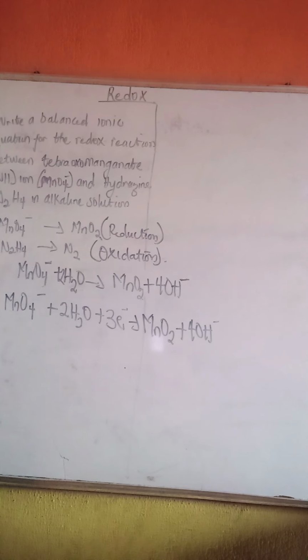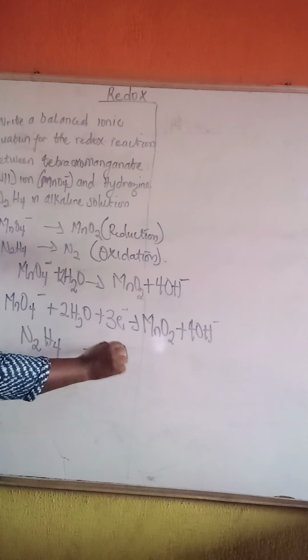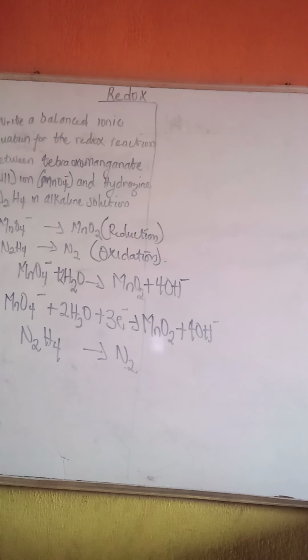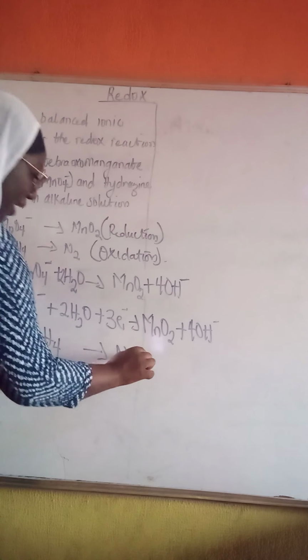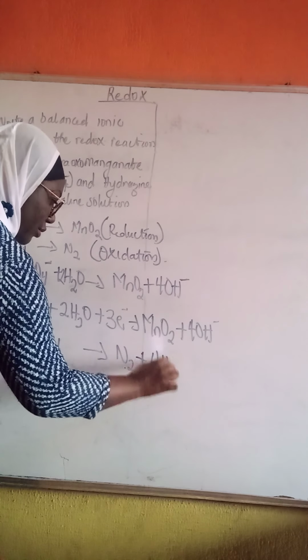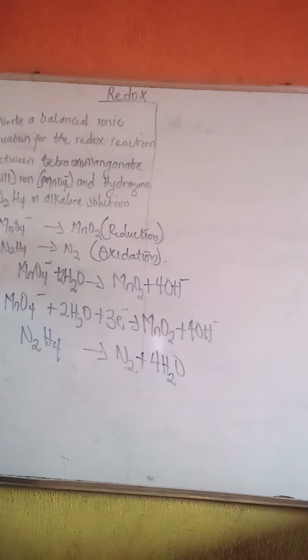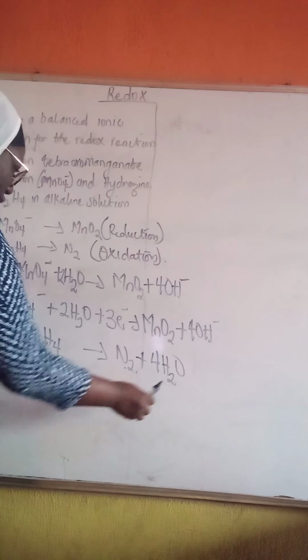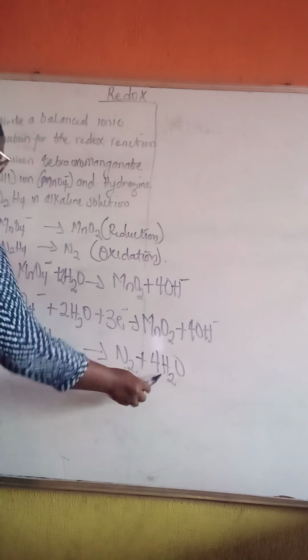Now let's go to the oxidation, the hydrazine. We have N2H4 going to N2. This one is even more straightforward. How many atoms of hydrogen do we have here? We have 4. Having 4 here, we can easily write 4 molecules of water. Are you getting me? Now that we have 4 molecules of water, we can have 4. It has to be 2.